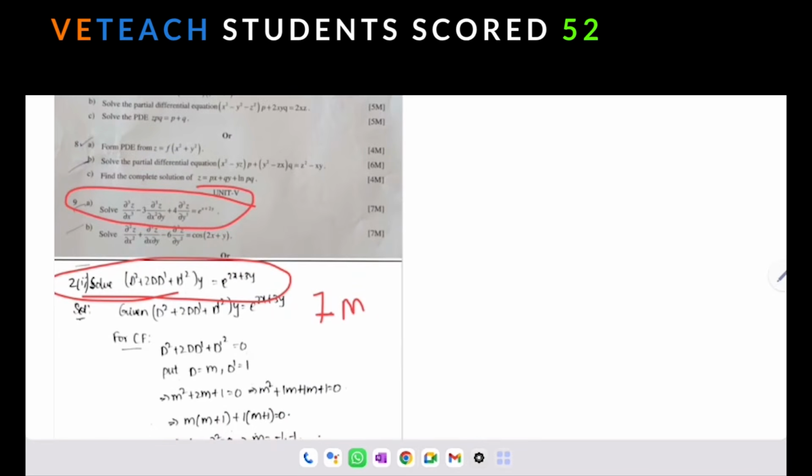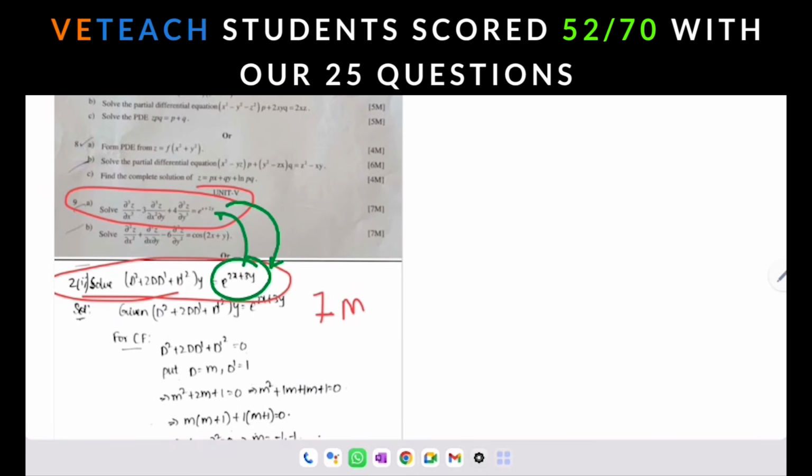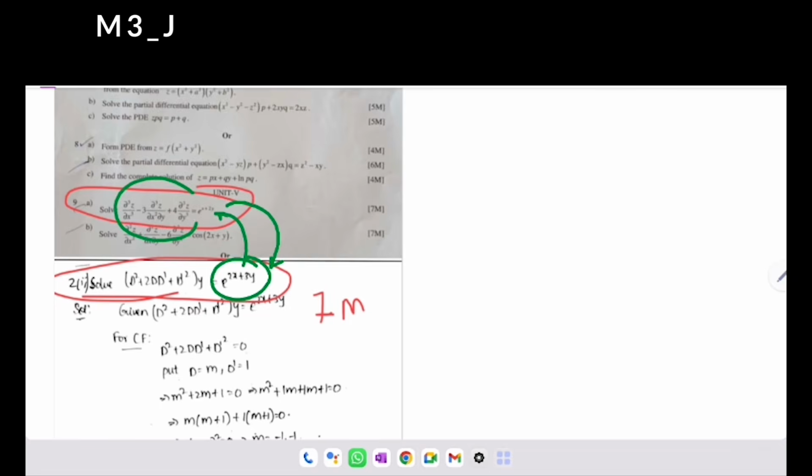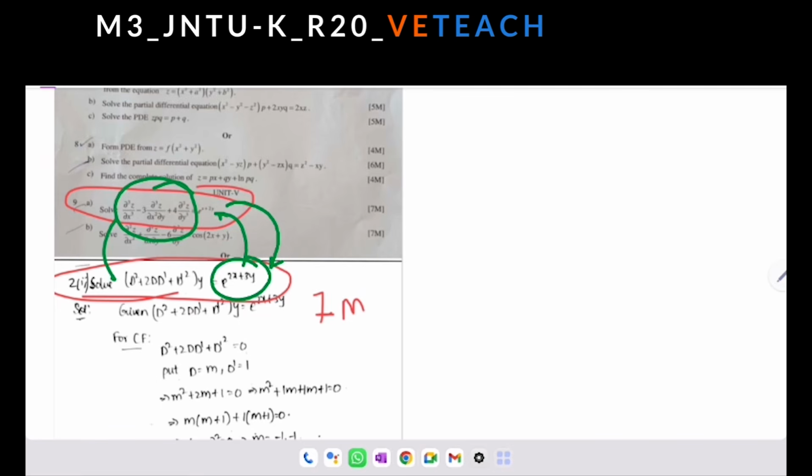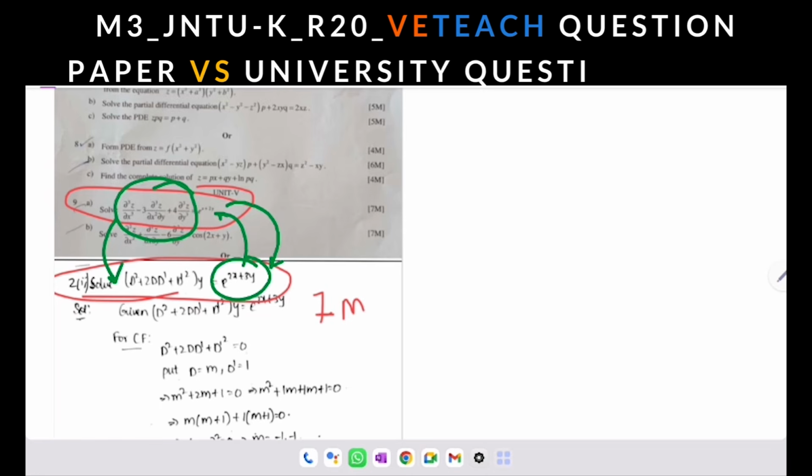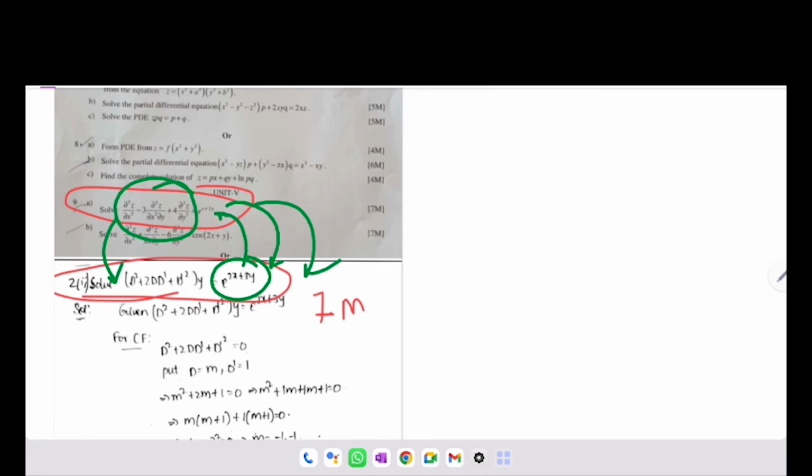The next question is solving of a partial differential equation. I have compared it with the RHS side. The LHS side also we have discussed, this type of problems. We have given many problems in this format, many examples, almost 5 examples. So you can easily do this problem.